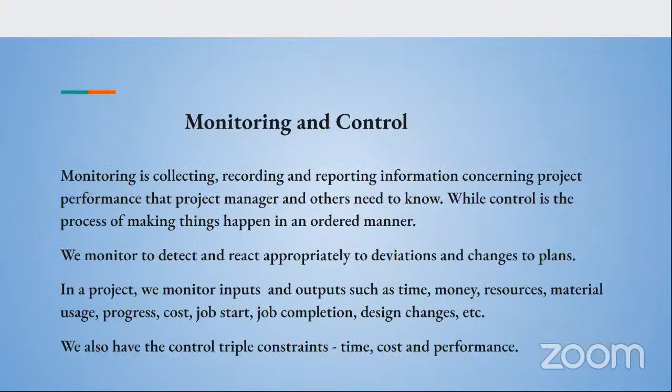Then we move to the fourth stage, which is monitoring and control. Monitoring here is collecting, recording, and reporting information concerning the project performance that the project manager and others need to know, while control is the process of making things happen in an ordered manner. We monitor to control and react appropriately to deviations and changes to plans. In a project, we monitor input and output such as money spent, resources, material usage, progress, cost, job starts, job completion, design changes, etc. We also have the controlled triple constraints, which are time, cost, and performance. This is a stage that runs parallel with the execution stage.